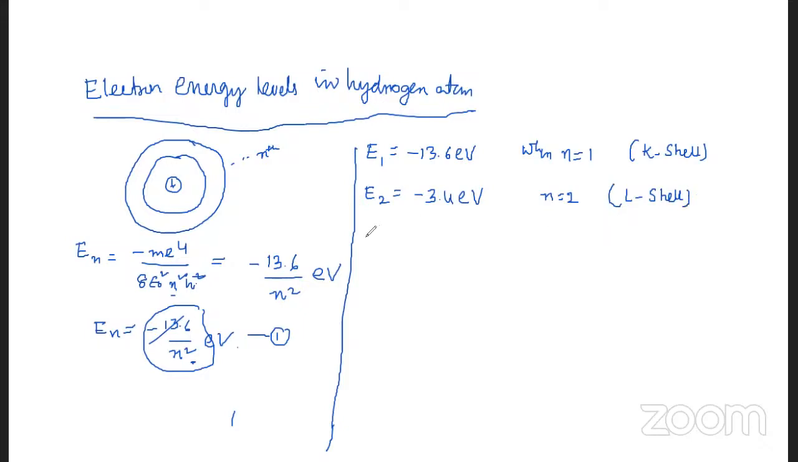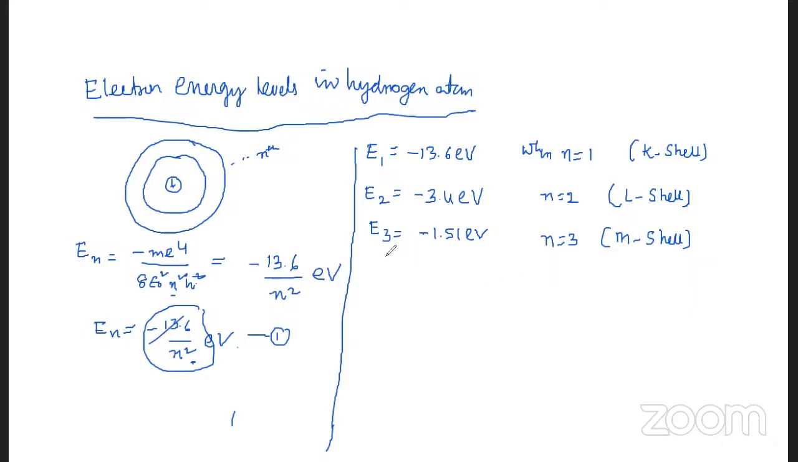Similarly, if you want to get the orbital energy of the third level, we call it E3. Simply substitute the n value 3, n square is 9, so minus 13.6 by 9 gives minus 1.51 electron volts. Here n is equal to 3, and this shell we will call the M shell.